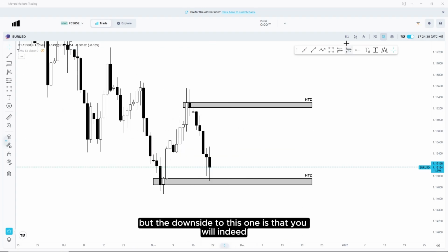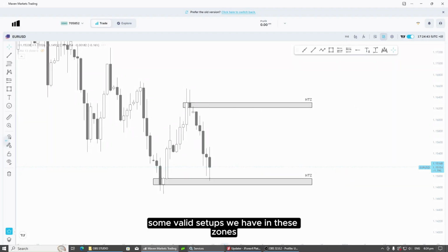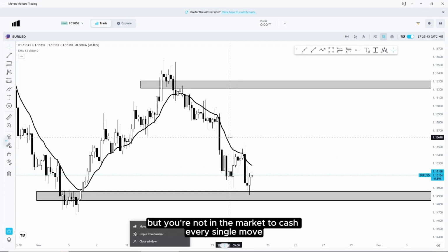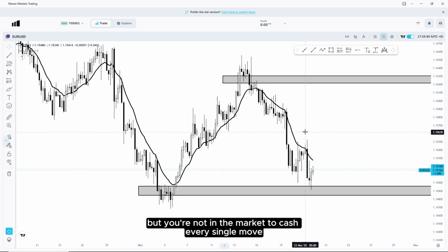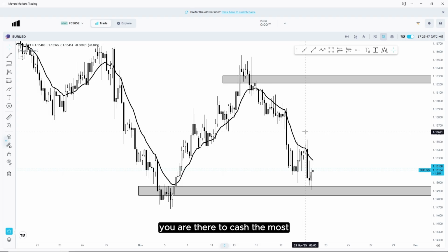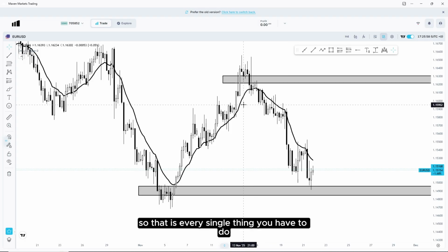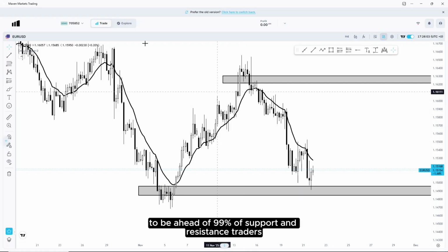But the downside to this one is that you will indeed miss some setups. Some valid setups we have in these zones, you will miss them. But you're not in the market to cash every single move. You are there to cash the most high quality move that is more likely to move in your favor. So that is every single thing you have to do to be ahead of 99% of support and resistance traders.